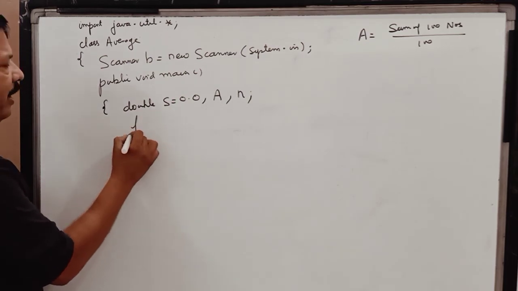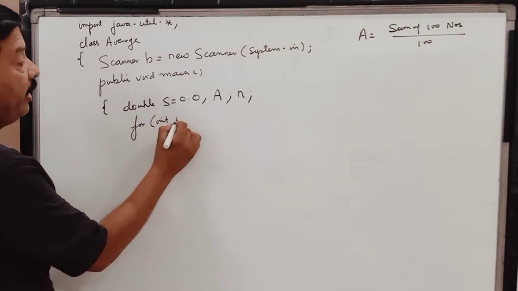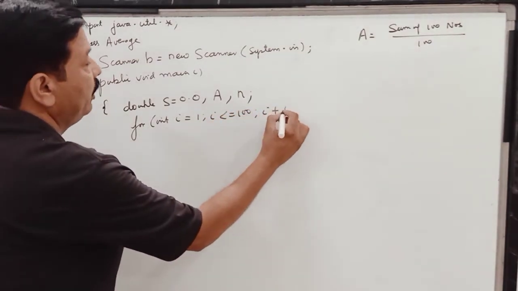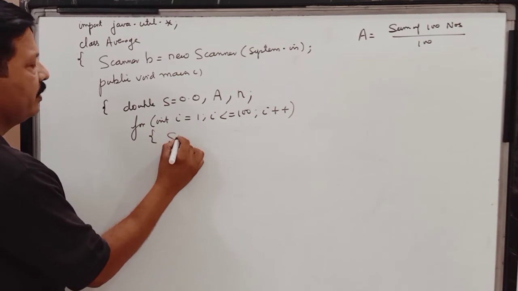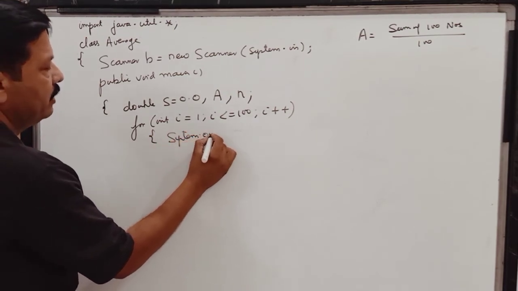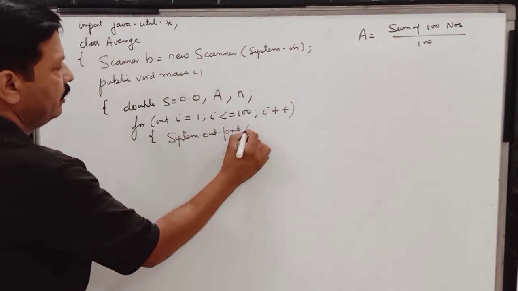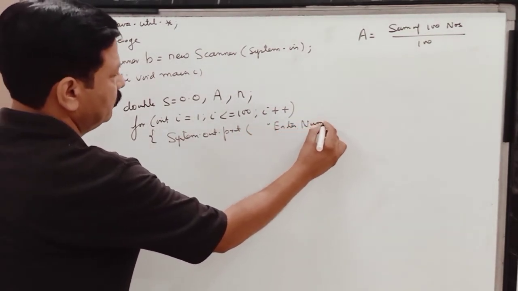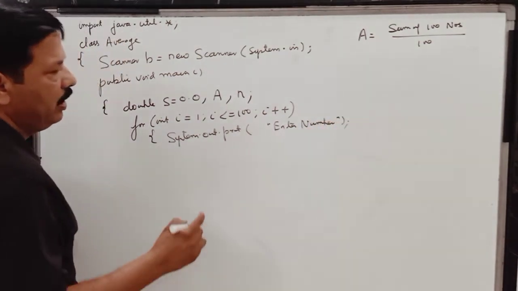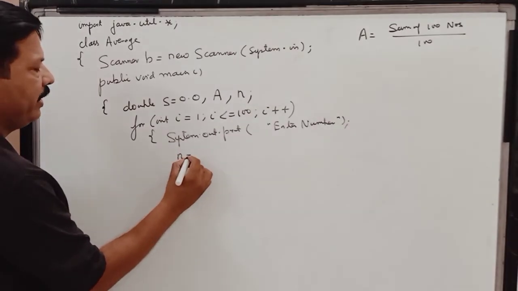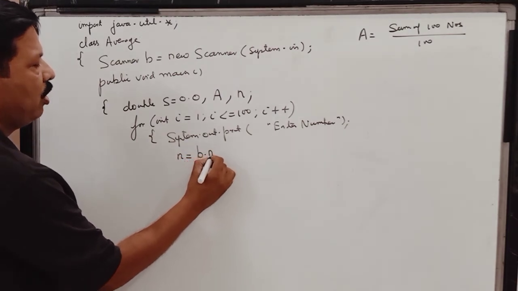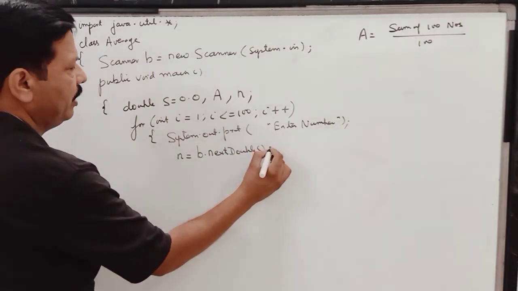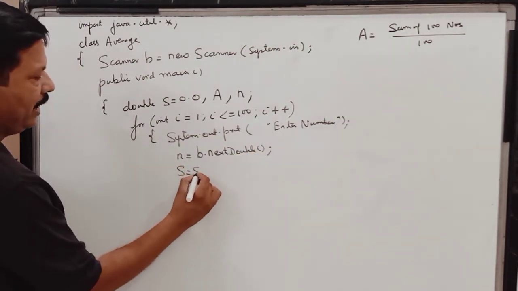Now how many numbers are there, children, in this program? There are 100 numbers. So I am executing a loop for 100 times. And here, one by one, I am entering my number. Say enter number. Now children, I have entered a number, and the number I have entered is in b.nextDouble(). I have taken the data type of the number as double, and this number I am adding in s.